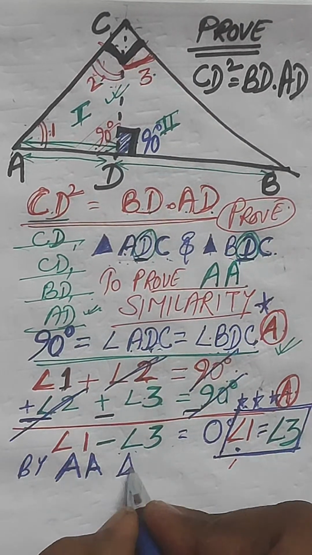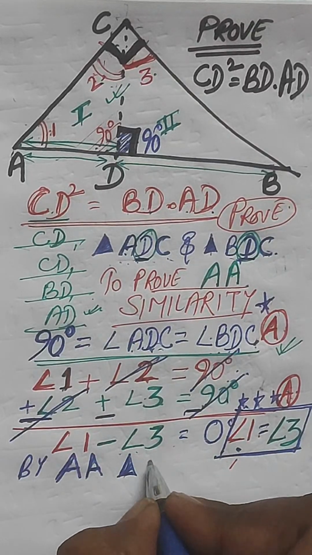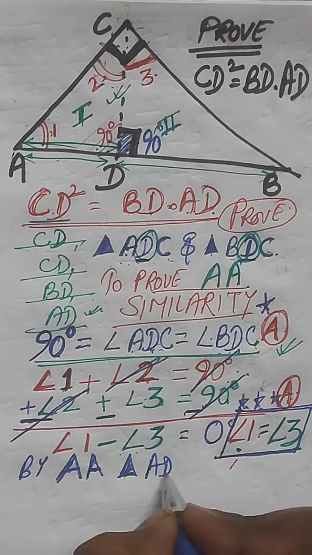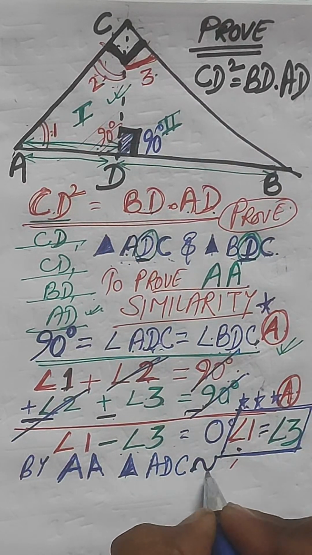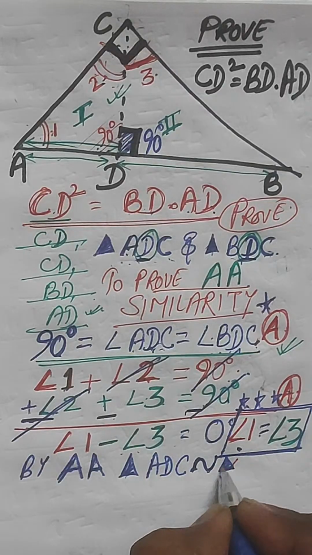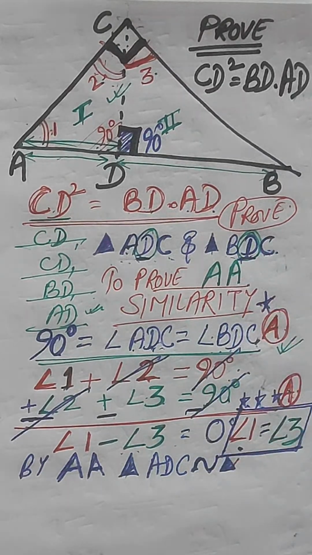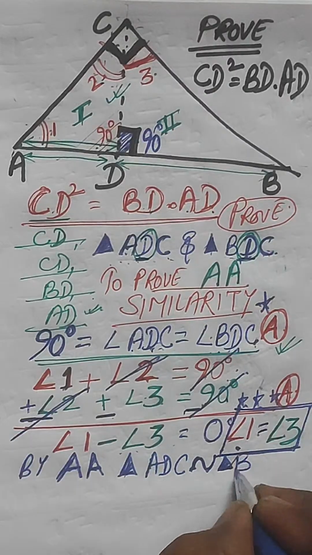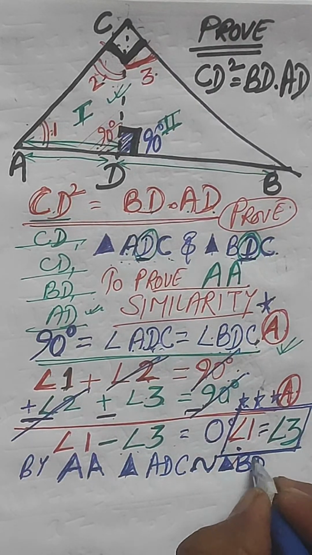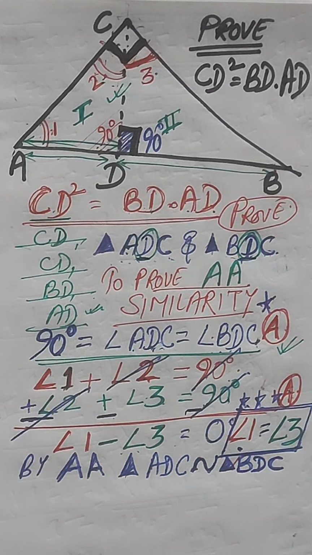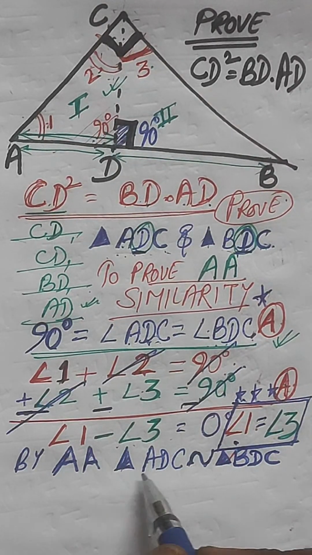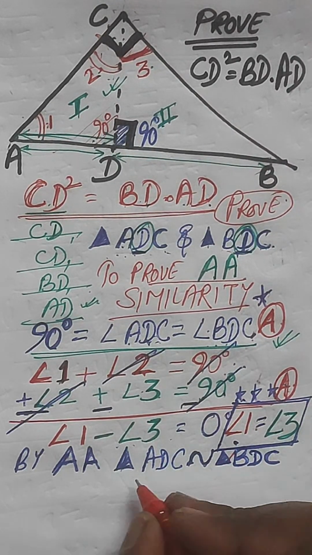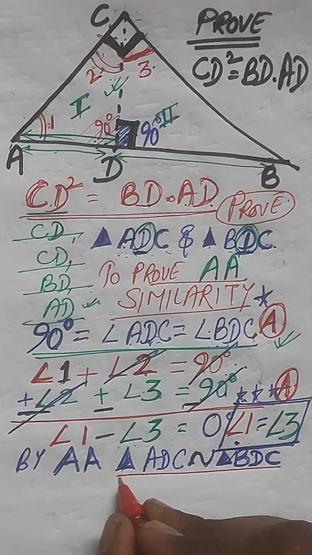We can write triangle ADC is similar to what? Triangle BDC. B, D and C. Any doubt into this, students? I don't think so, but yeah, you can put up any time. So here you can see these two triangles are proved as similar.